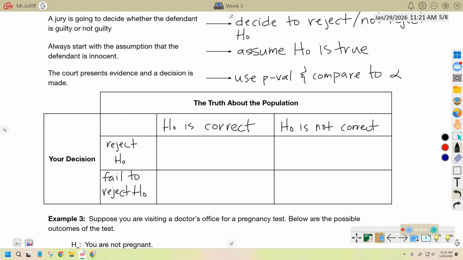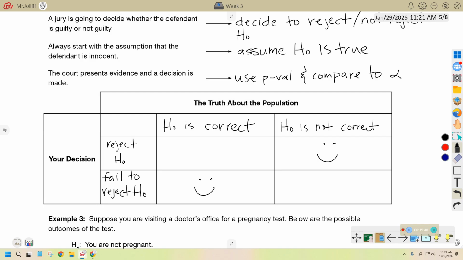Fail to reject and is correct, because I don't want to reject something that's correct. So fail to reject when it's correct is the correct decision. I don't want to reject something that is true in reality. Where's the other box where I'm happy? Very good. Reject and not correct, because I should reject something that is not correct. Good. Those boxes I'm happy.